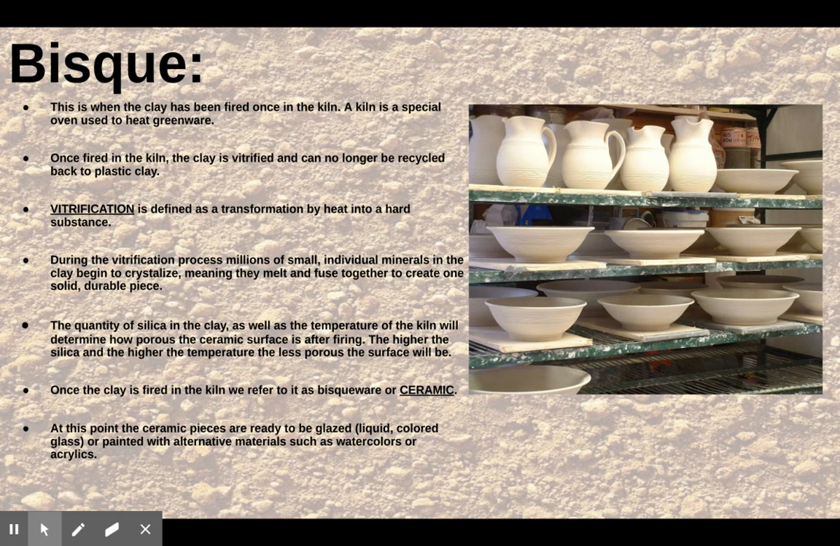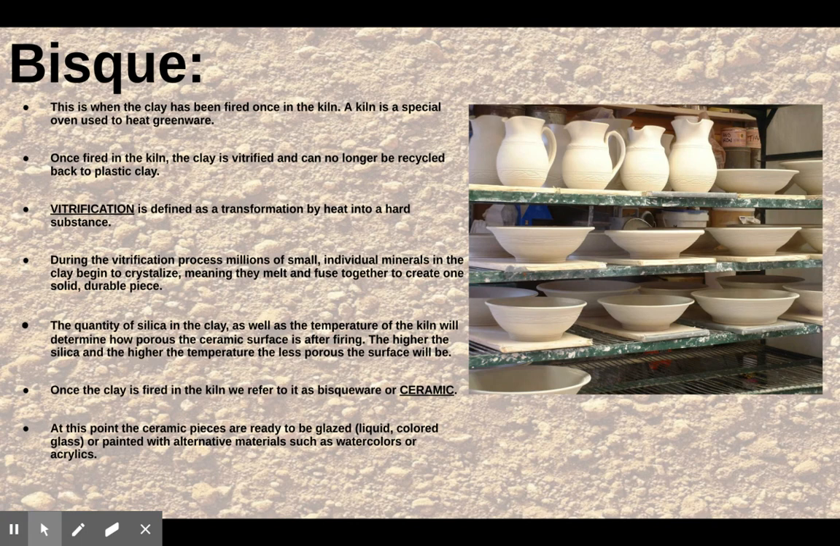And the kiln is the special oven that we use, and it brings the clay to the bisque stage. So when clay has been fired once in the kiln, it goes through this process called vitrification, meaning that it's transformed by heat, very high heat, into a hard substance. And what essentially happens is millions of small individual minerals of clay begin to crystallize, meaning they melt and fuse together to create one solid, durable piece. So your clay goes from being super soft to stiff to hard and fragile, and then it gets fired in the kiln and becomes hard and much more durable.